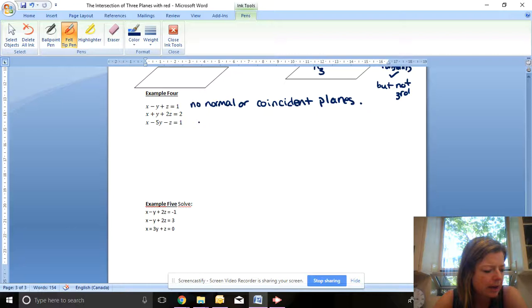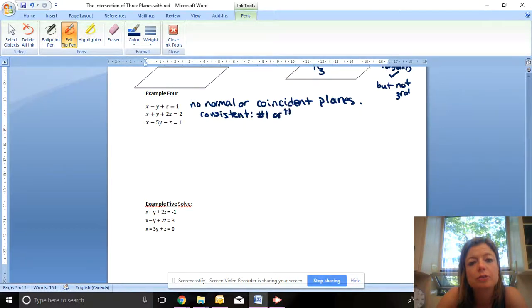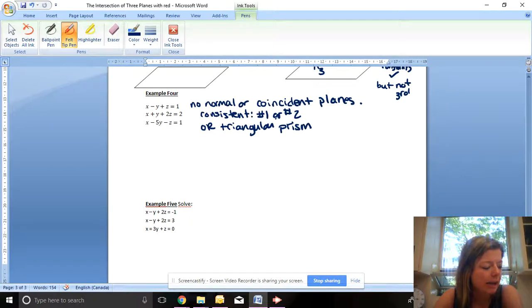So either they are from the consistent solutions, either case number 1 or number 2. So either there's a point of intersection or a line of intersection, or it's a triangular prism. That's what it's gonna be. Spoiler alert. Okay. So how do we find this? We're like, okay, let's go and try to find the point or the line of intersection. And you go about your merry way.